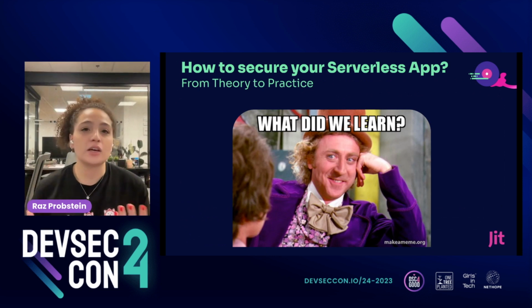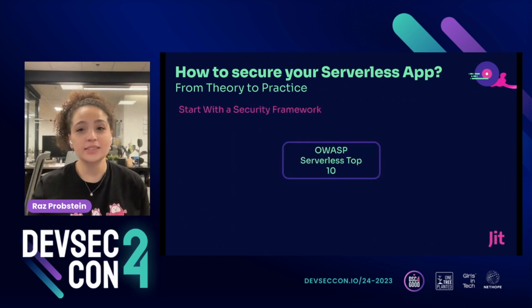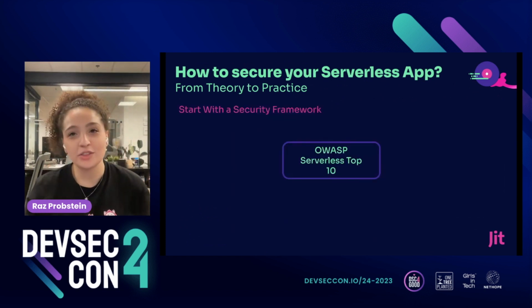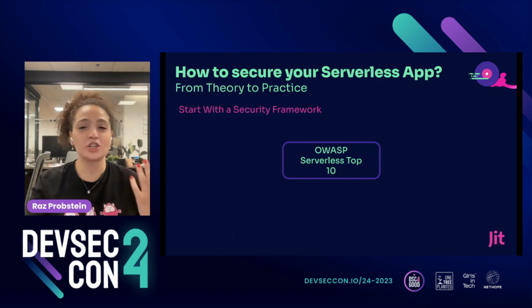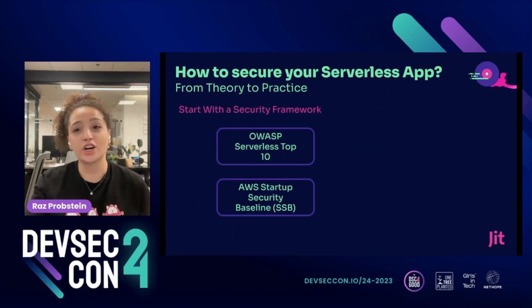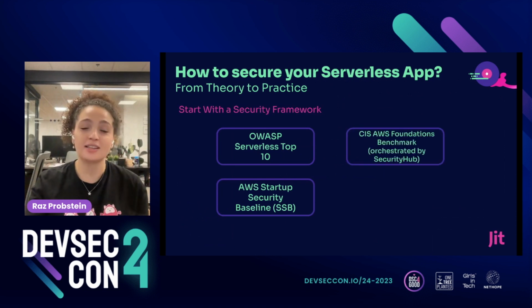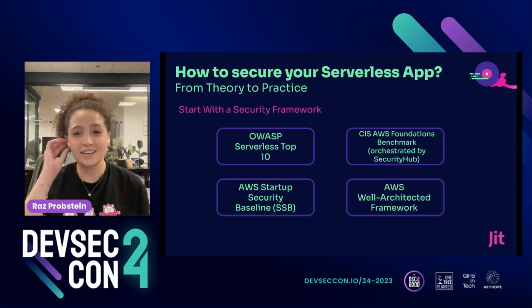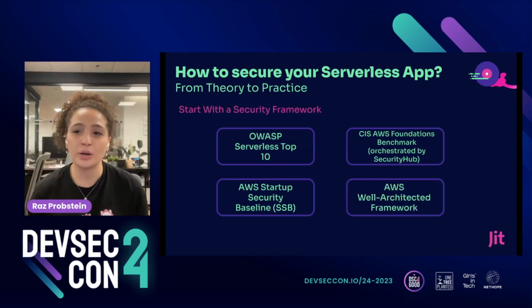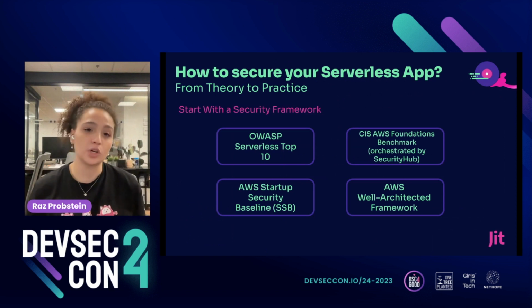So what are the takeaways from this talk? How can I secure my serverless app? Well, in order to not reinvent the wheel, I would advise you to start with a security framework. Today, we went through the OWASP Serverless Top 10, but there are other great checklists that you can check out and protect yourself using them. If you're a startup, the SSB is a great place to start. The CIS benchmark provides a large number of checks. And finally, the AWS Well-Architected Framework includes a very comprehensive list of security requirements that you definitely want to check out.